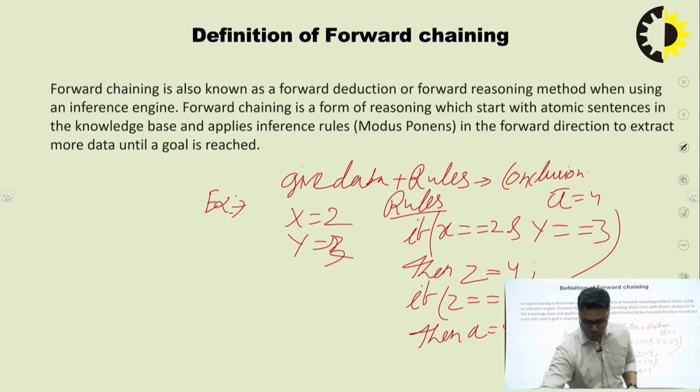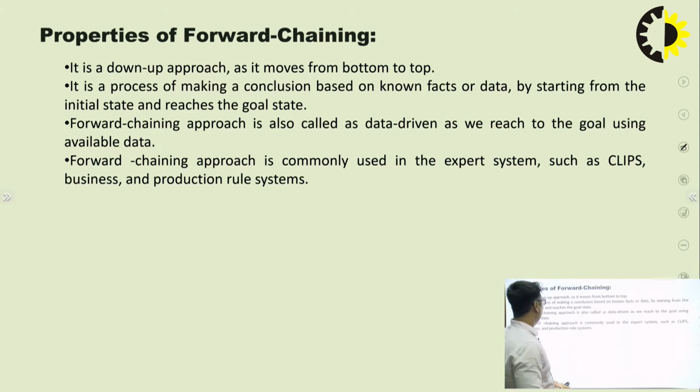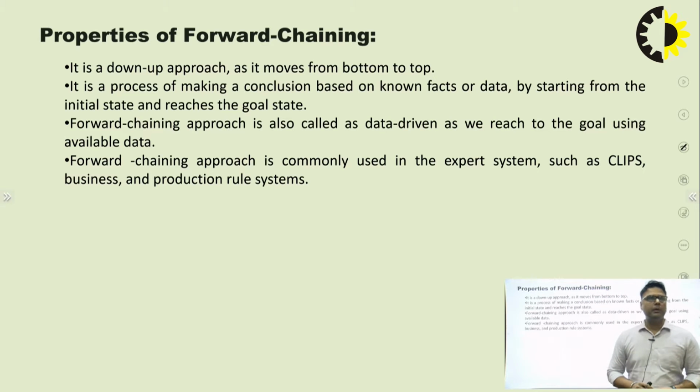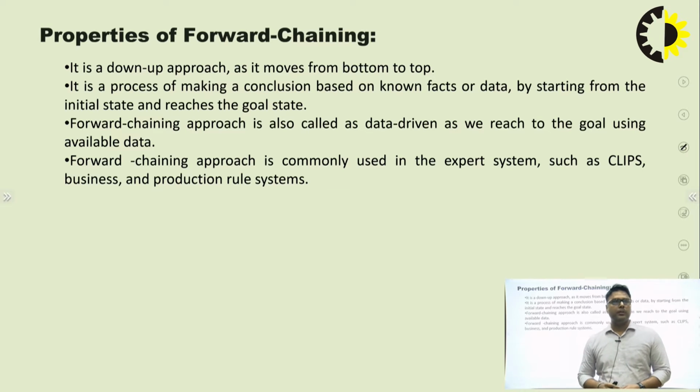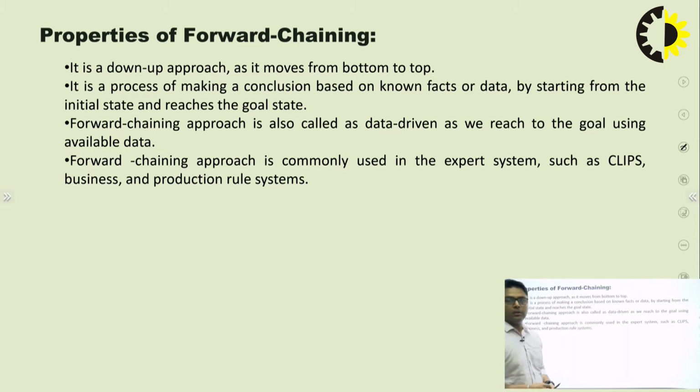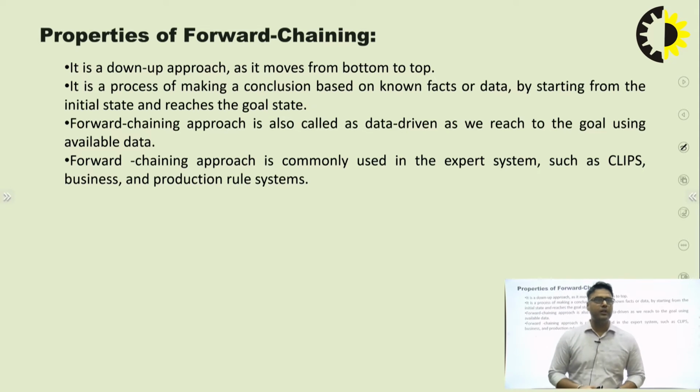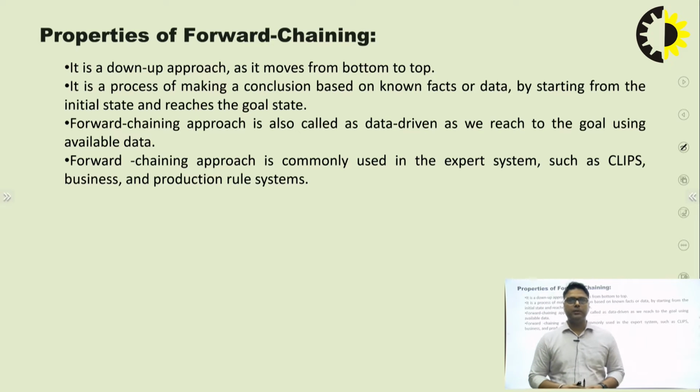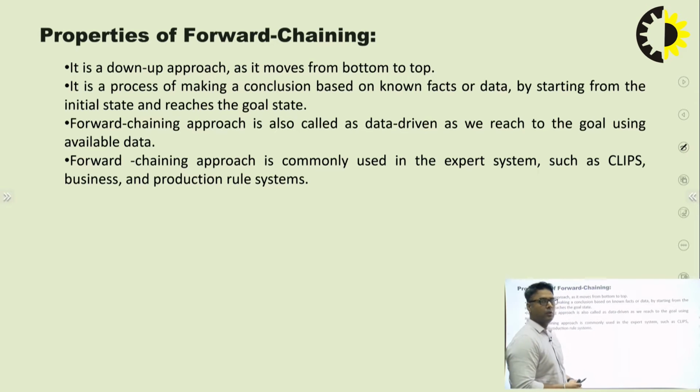Before discussing more examples, let's see the properties of forward chaining. It is a down-up approach, as it moves from bottom to up. It is a process of making a conclusion based on known facts or data, by starting from the initial state and reaching the goal state. The forward chaining approach is also called data driven. Why data driven? Because rules and data values are already given. As we reach the goal using available data, the forward chaining approach is commonly used in expert systems such as CLIPS, business and production rule systems.